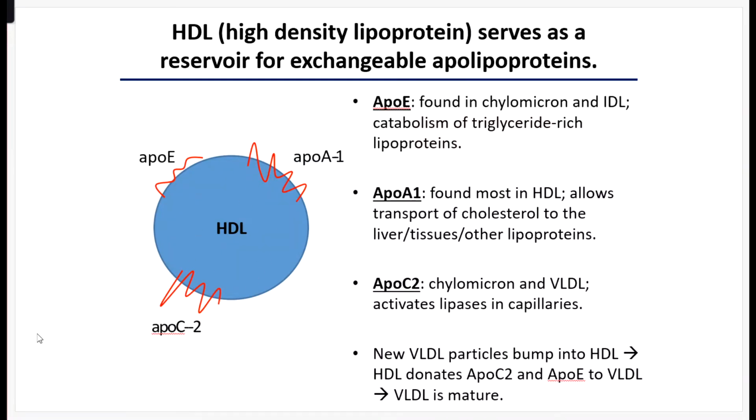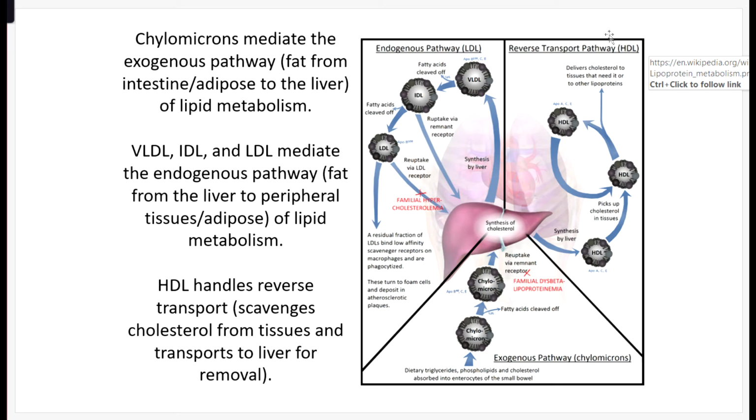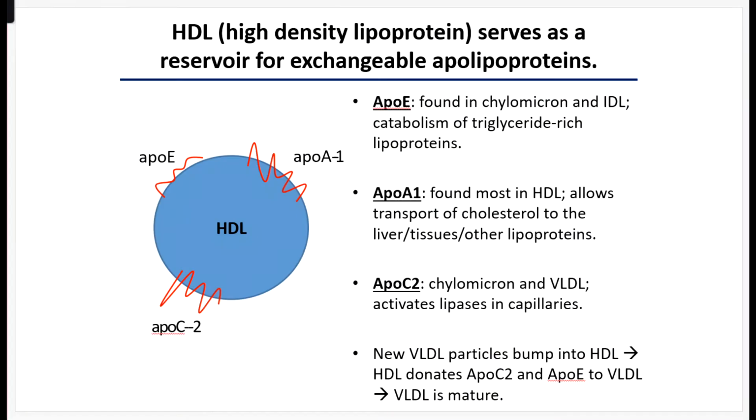The role of an HDL is this scavenging, and so it helps to deliver cholesterol to tissues that need it or to other lipoproteins. It also helps to pick up cholesterol in the tissues and bloodstream and bring it back to the liver. And it does so based on its specific apolipoprotein identities. So here are the apolipoprotein identifiers on the outside of these HDLs. There's E, which is found in chylomicrons and IDLs. And so when HDLs bump into chylomicrons and IDLs, it will donate the ApoE apolipoprotein.